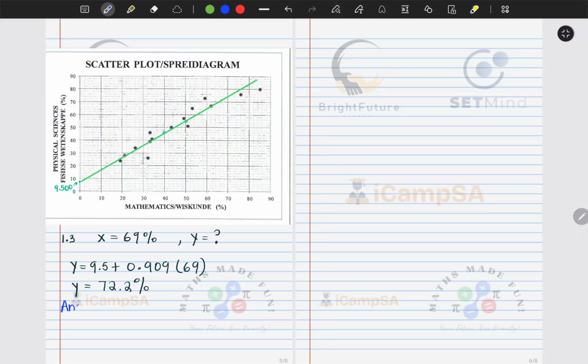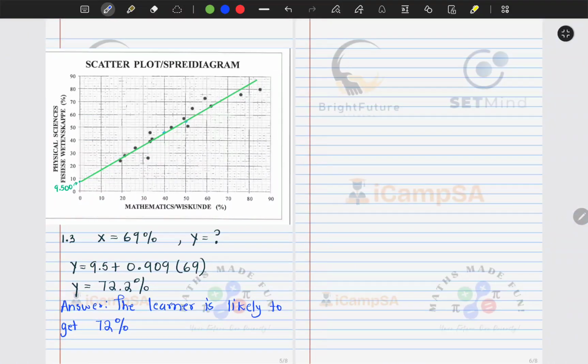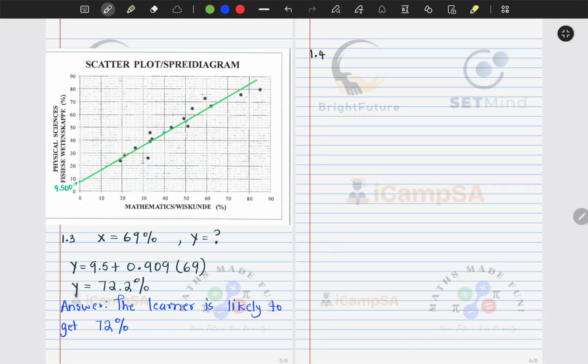So what is our answer? Our answer is that the learner is likely to get 72%. Okay, so I hope that this does make sense, guys. Now let's have a look at the next question. They say write down the correlation coefficient between mathematics and physical sciences for this data. So 1.4. So what they want is what we call the correlation coefficient.